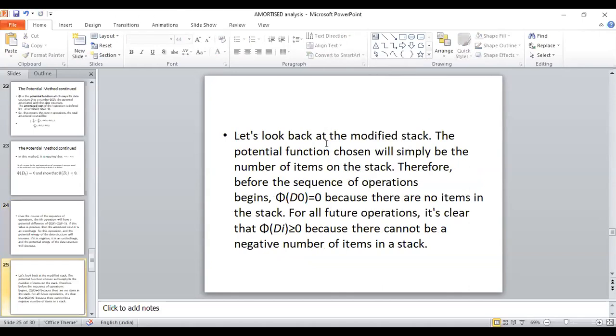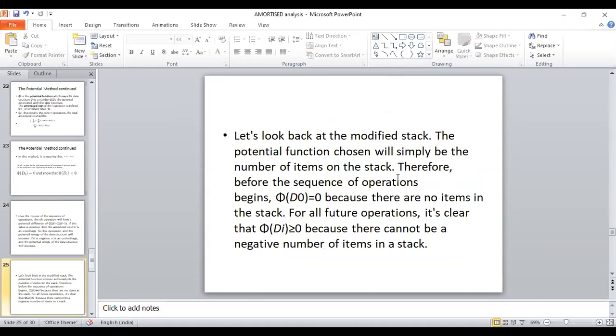Let us look back at the modified stack. We already considered the stack: it is a linear data structure, a last in first out data structure. The potential function chosen will simply be the number of items on the stack. For example, if 10 items are there, then the potential function will be selected based on those 10 items.